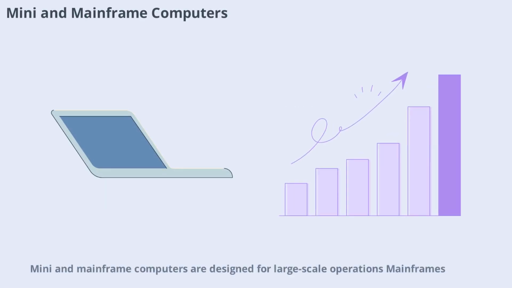Mini and mainframe computers are designed for large-scale operations. Mainframes, in particular, are used by big organizations such as banks and government agencies to manage vast amounts of data and complex processes. These computers are extremely powerful and reliable, but also come with a high price tag. They are often connected to many terminals, allowing multiple users to access resources simultaneously.